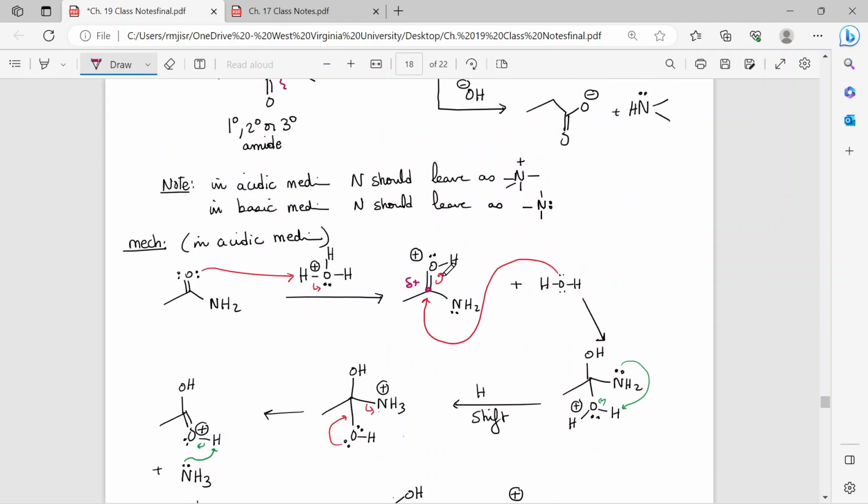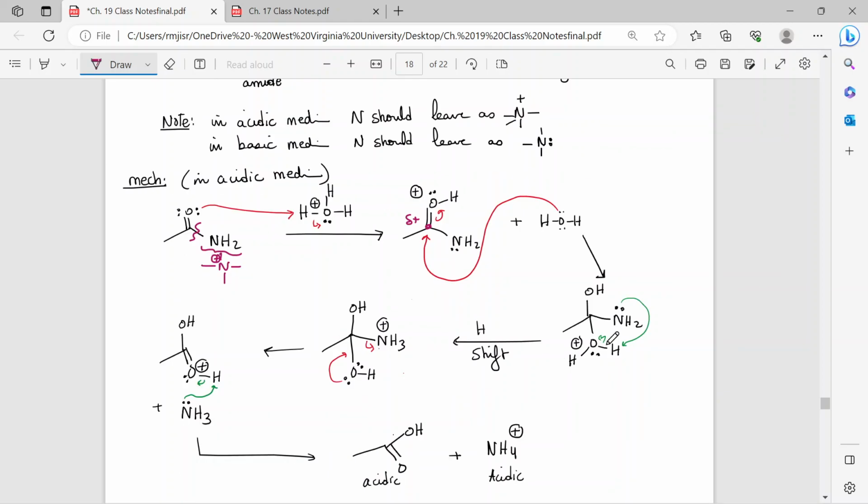Now, notice here that our target is to break the amide bond and to allow the nitrogen to leave. However, for the nitrogen to leave, we want it to have a positive charge. And for the nitrogen to have a positive charge, it needs to have 4 bonds around it. Right now, it has 3 bonds around it. So I just want to introduce a hydrogen in there so that the nitrogen has a positive charge and then it can leave in the acidic medium. So I need to protonate the nitrogen somehow by doing a hydrogen shift or a proton transfer.